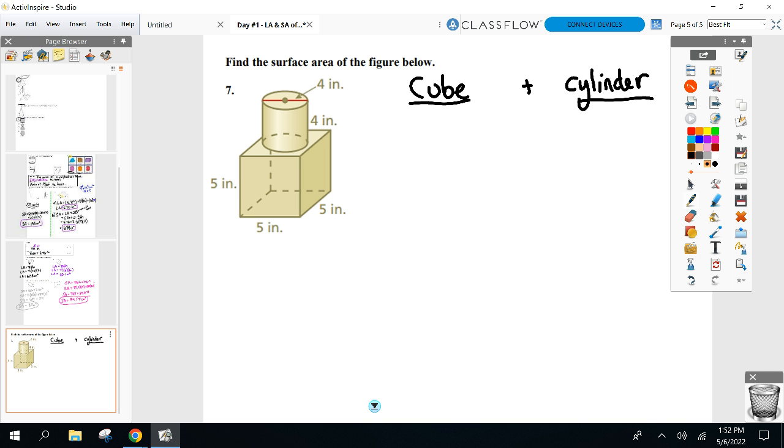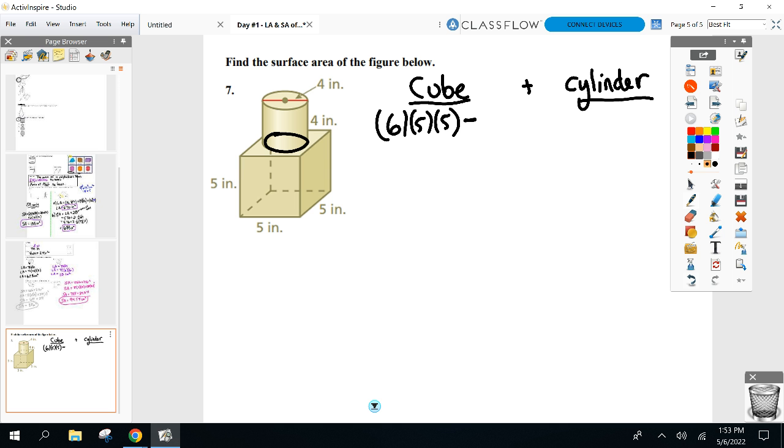Cube, you ready? How many faces? 6, right? And they're all 5 by 5. But you're not leaving it like that, because not all 6 faces are showing, are they? What do I still need to subtract out? Does everyone see why I can't just do 6 times 5 times 5? Because this face right here, not all of it's showing, so I don't calculate its full surface area. I have to subtract out what's on top of it, the circle that's there.